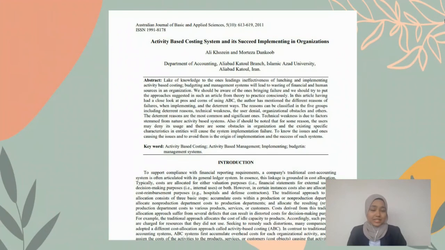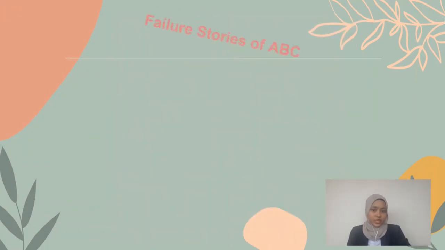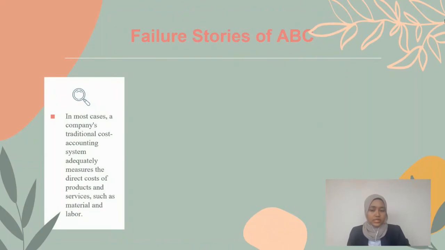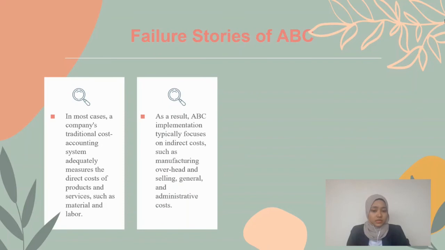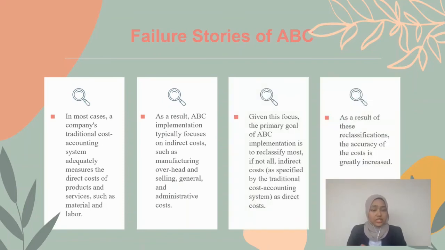Next, this is the second article that I have reviewed. So, the failure stories of the ABC in this article show that in most cases, a company's traditional cost accounting system adequately measures the direct cost of products and services, as you can see here. Okay, the results of the ABC implementation: the accuracy of the cost is greatly increased. So, here are the stories of the ABC in this article.